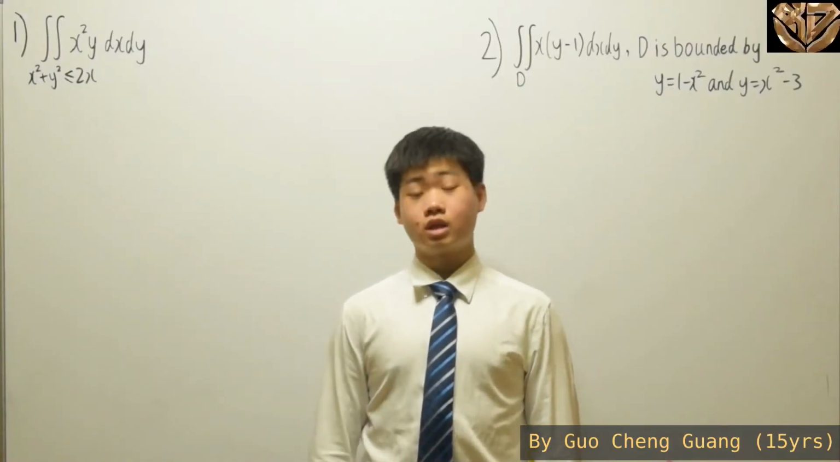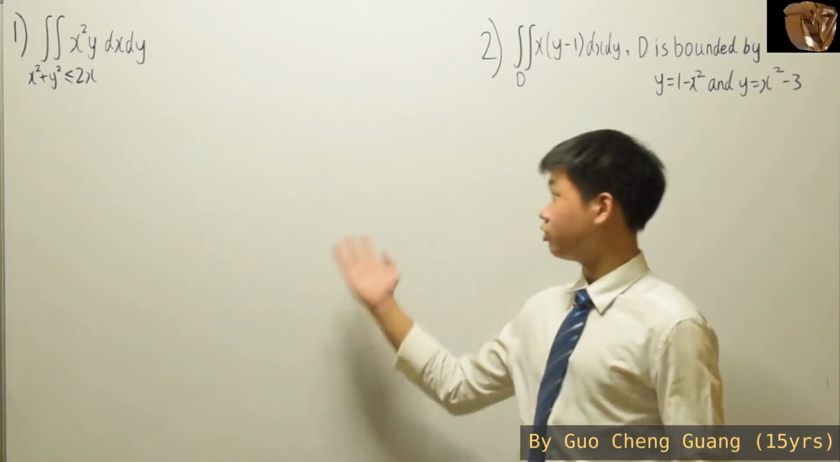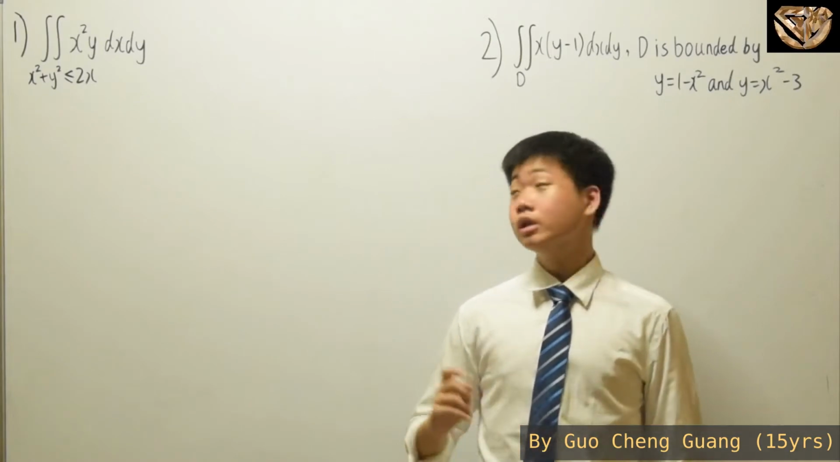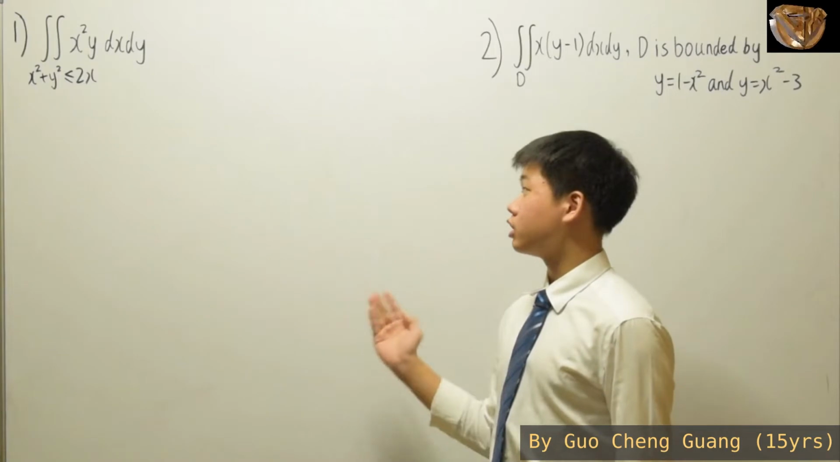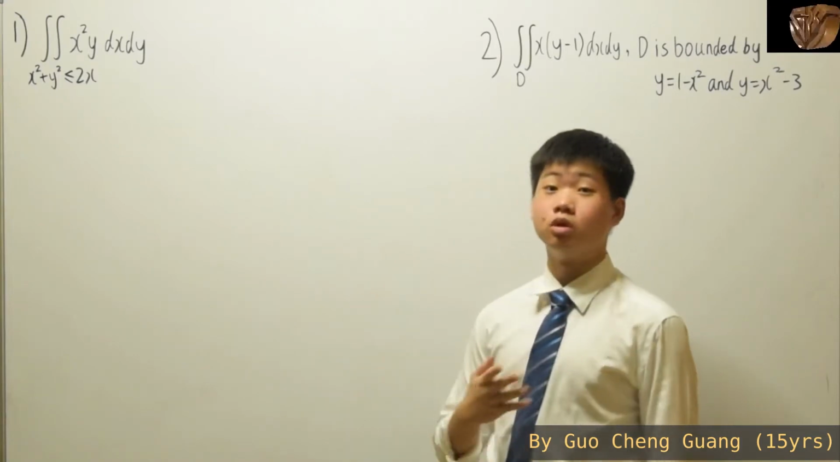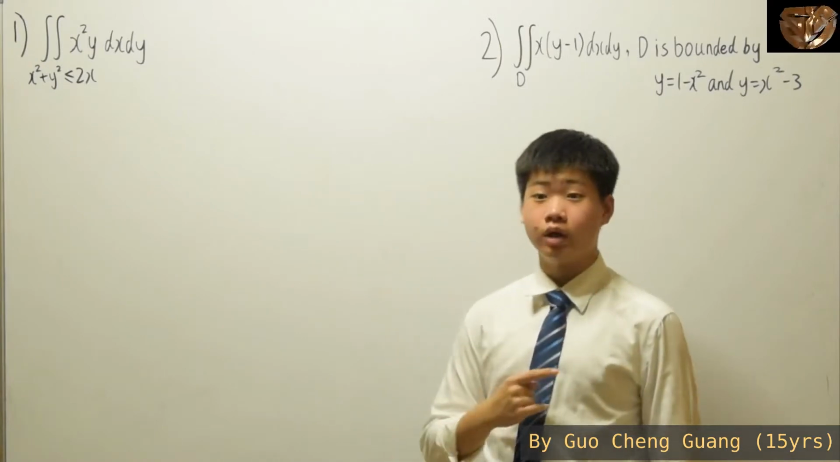In this lesson on the techniques and applications of definite integration, we are taking a look at two different integration problems. So take a look at the first integration question that you have here, which is a double integral over the region x squared plus y squared is smaller or equals to 2x, of x squared y dx dy.